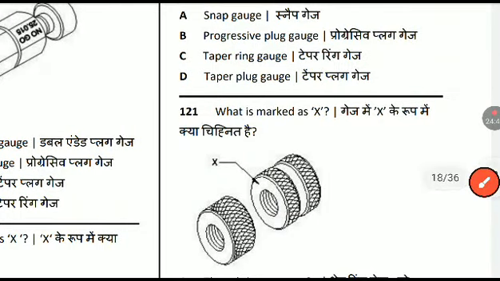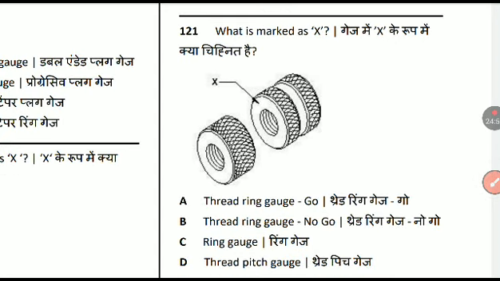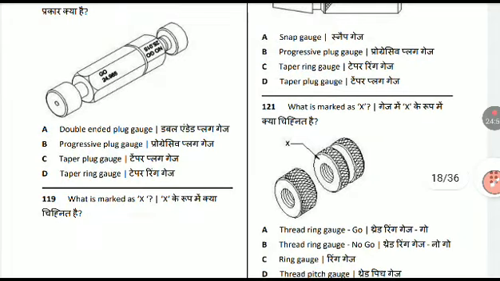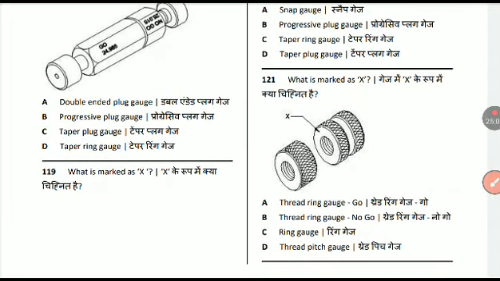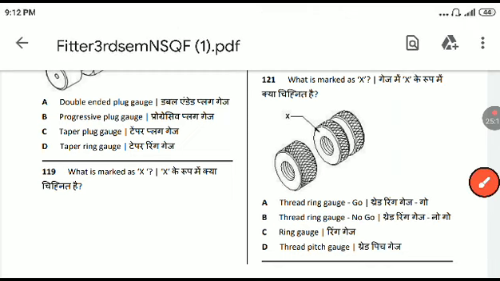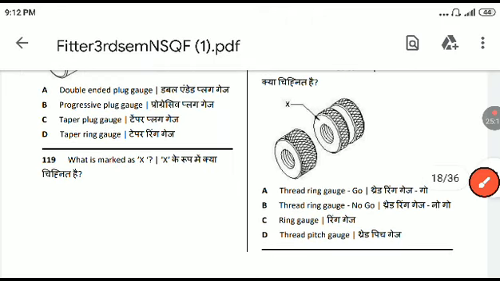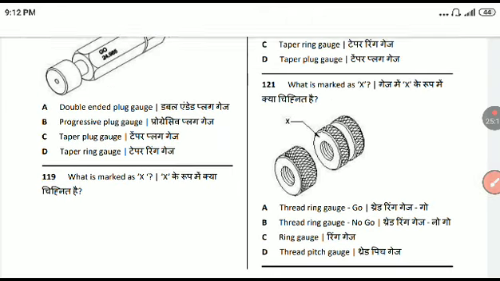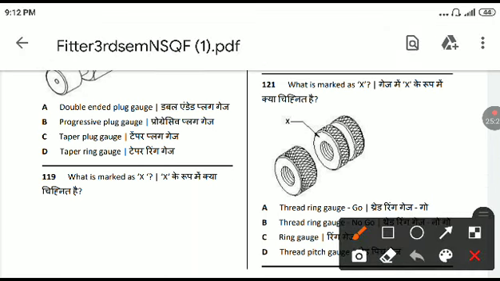What is marked as X? Thread ring gauge, go. Thread ring gauge, no go. Ring gauge, thread pitch gauge. Thread ring go, no go. Option B.